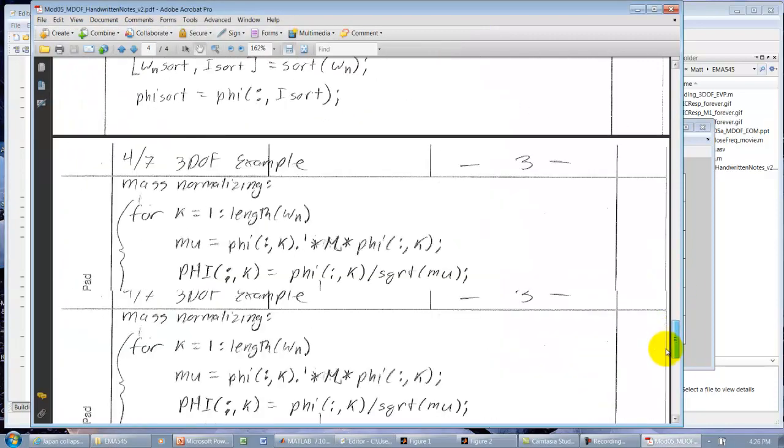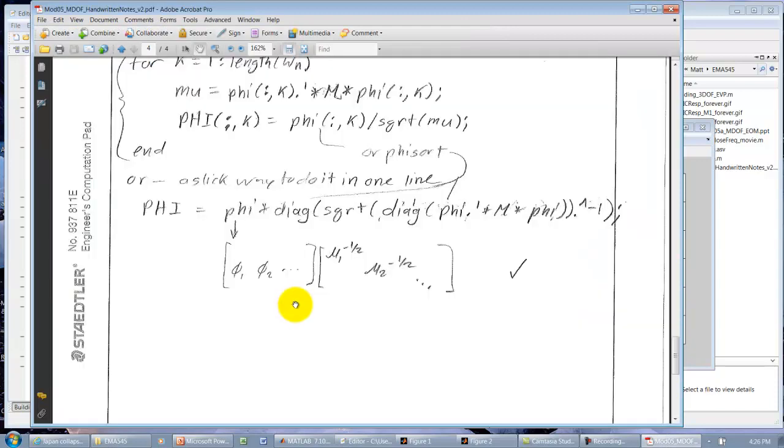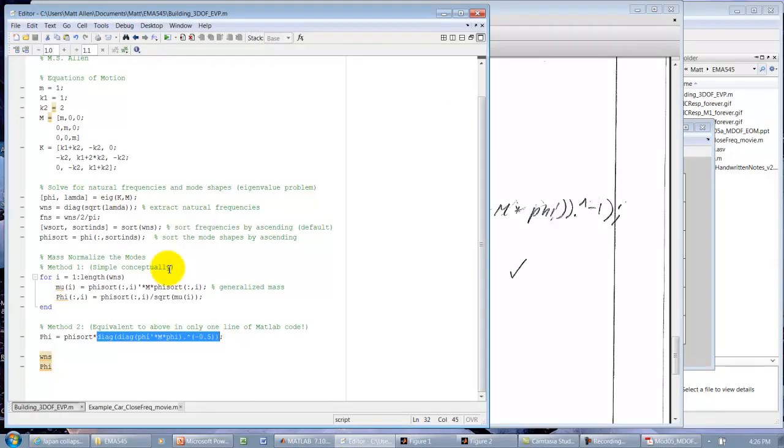What this is, I'll show you on the notes. Basically, we can take the mode shape matrix, which has each of the mode shapes as its columns. If we multiply that by this diagonal matrix that has mu to the minus 1/2 power on it, that will be the same as dividing each of these eigenvectors by the square root of the modal mass. So that's the shortcut way to do that.